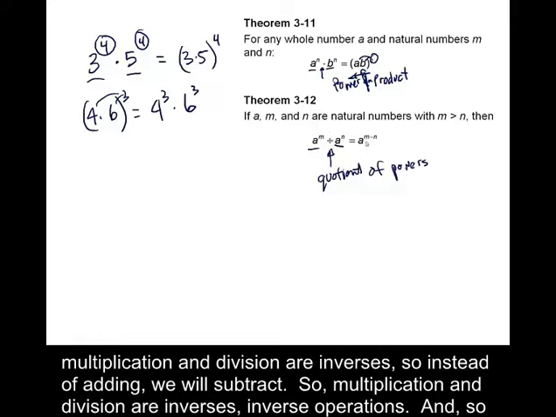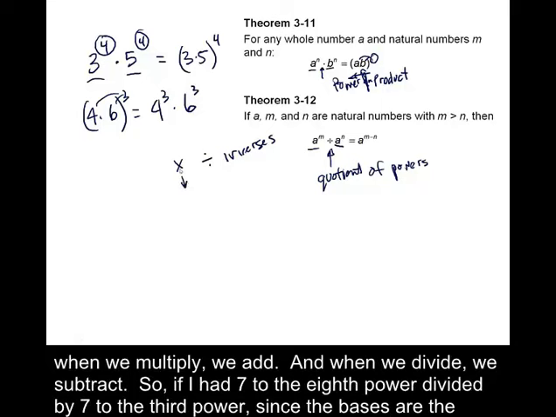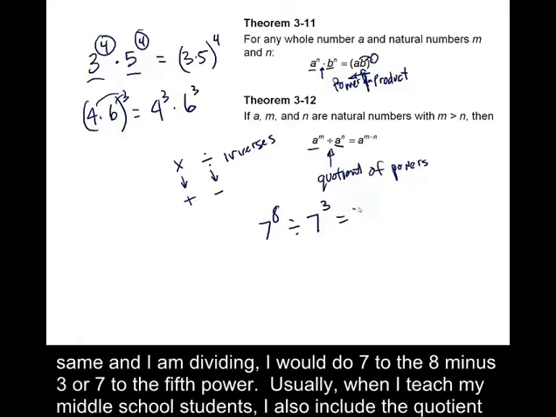multiplication and division are inverses, so instead of adding, we will subtract. So multiplication and division are inverse operations. And so when we multiply, we add. When we divide, we subtract. So if I had 7 to the 8th power divided by 7 to the 3rd power, since the bases are the same and I'm dividing, I would do 7 to the 8 minus 3, or 7 to the 5th power.